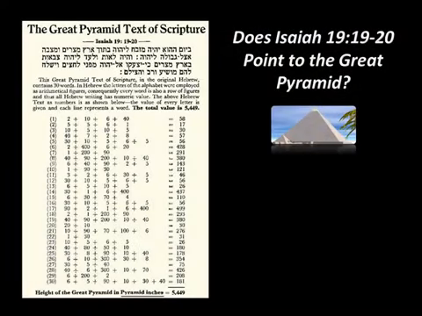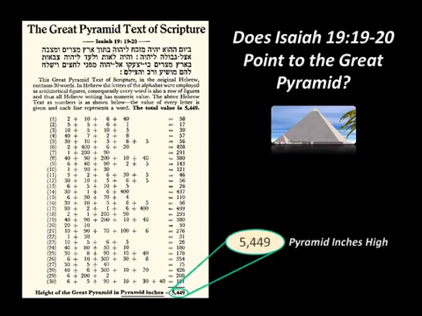Now, does the scripture itself, Isaiah 19:19 and 20, actually point to the Great Pyramid? And we would say yes. And there's a way we can determine that if we go back to the Hebrew. In the Hebrew, every letter has a numeric equivalent. And if you line up all the words and then add up all the numbers, you come up with 5949.